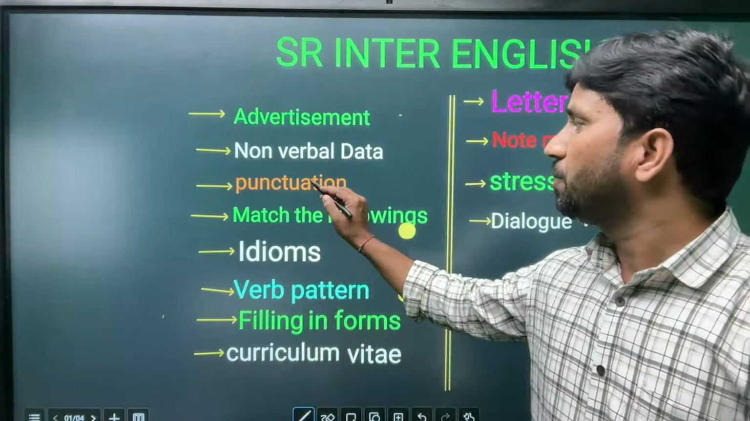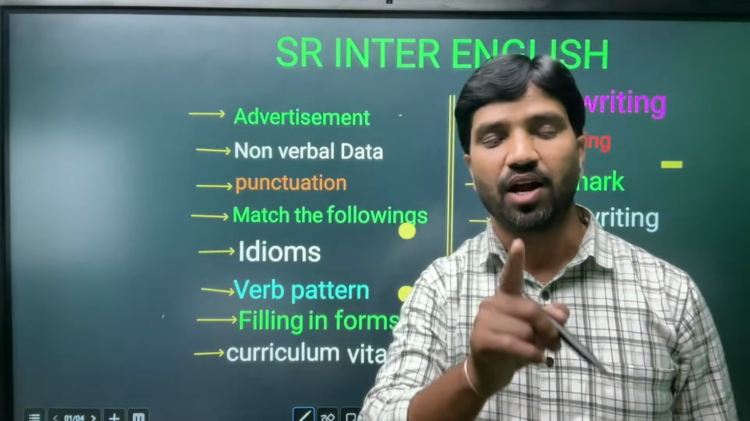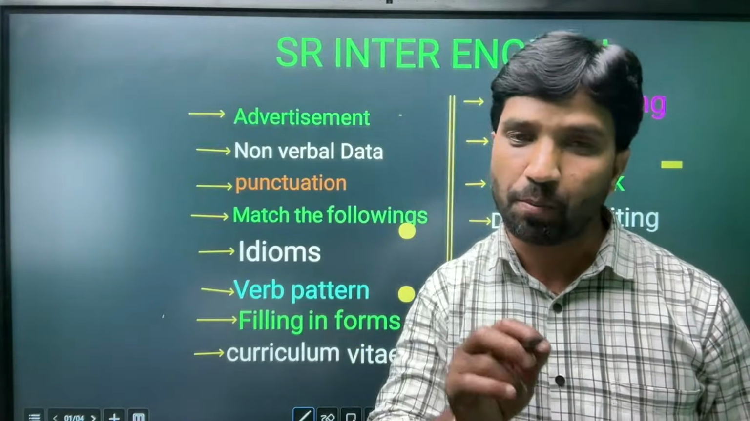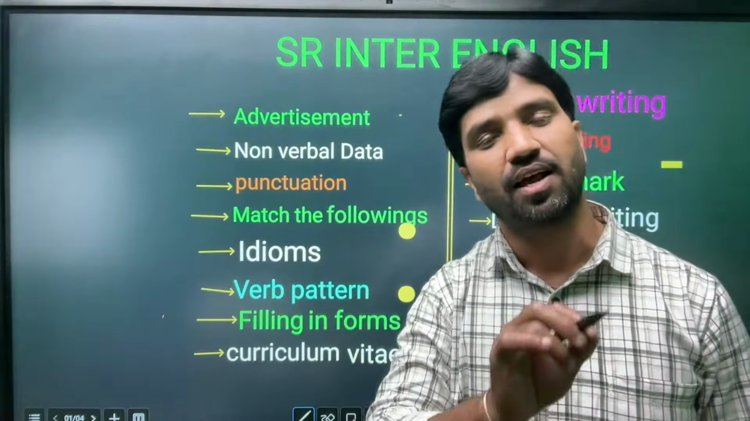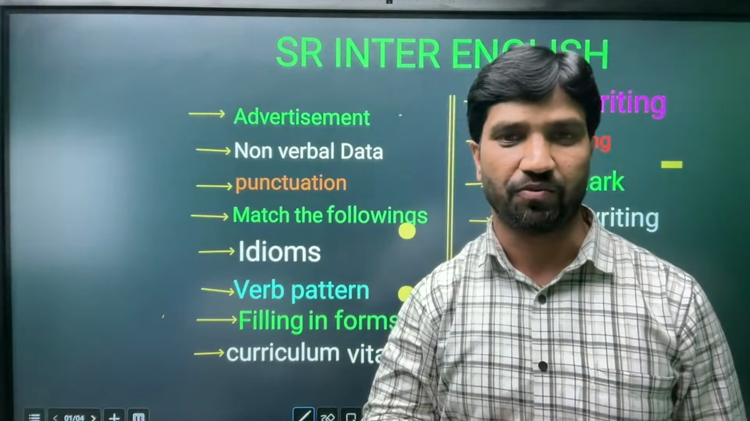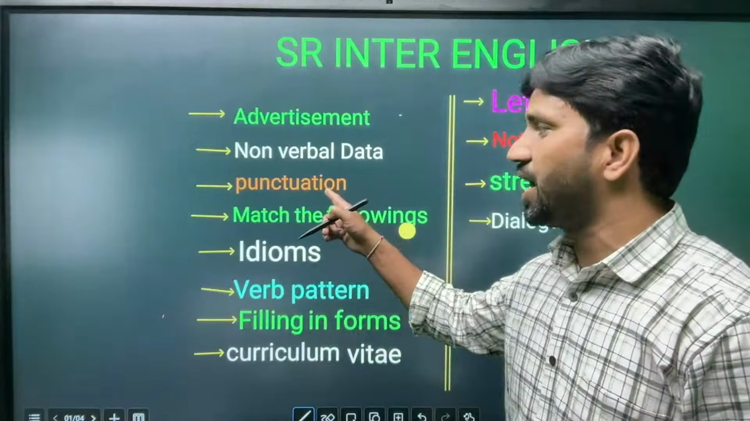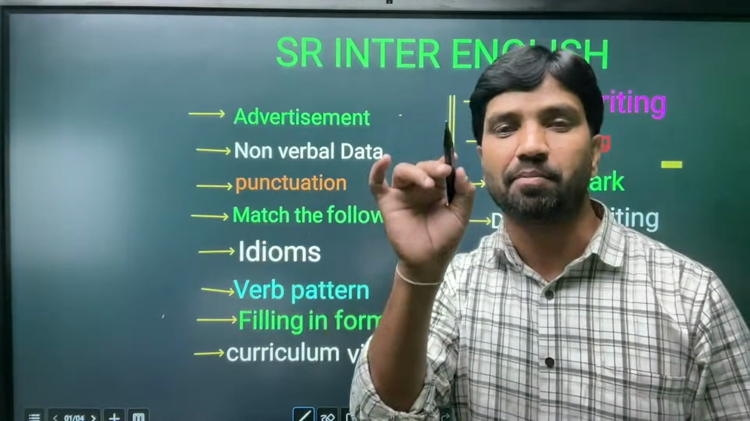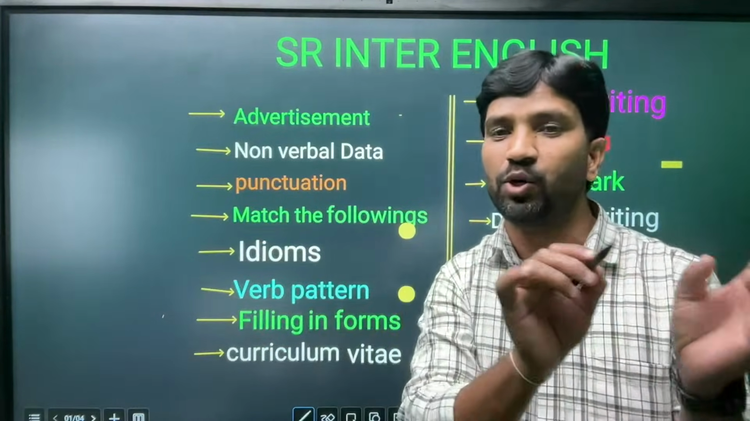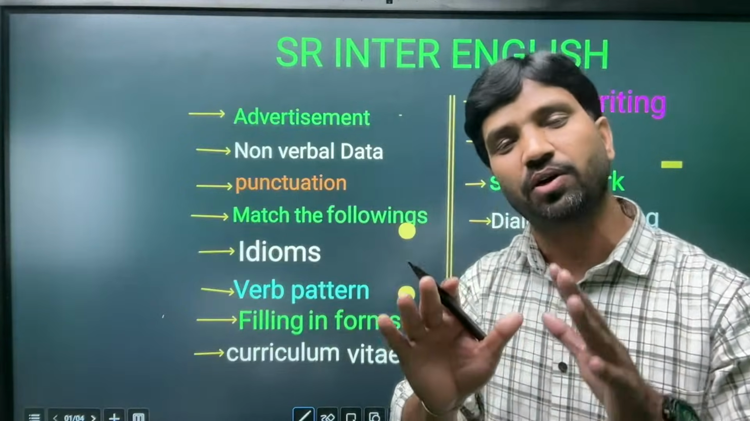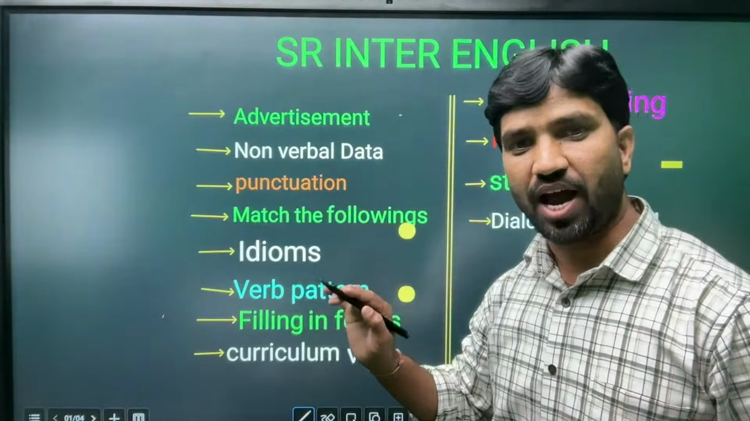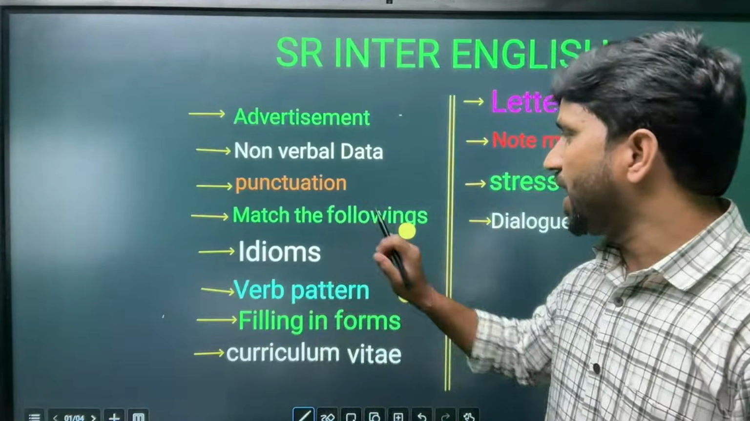So let us go with punctuations. There are 24 exercises. If you are perfect with the 24 exercises, that will be enough from the examination point of view. Here also we don't waste time. Just mark where the full stop or capital letters come, and we'll discuss it once. Match the following also.